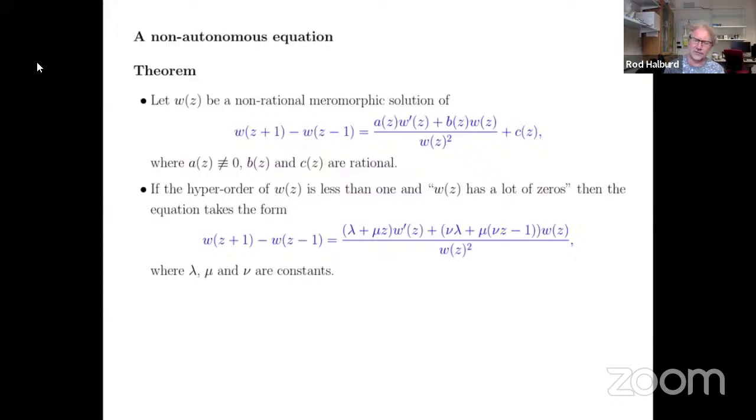So also, if we look at a slightly different class, here we have a square on the bottom. The other theorem we looked at didn't have a square, we just had power 1. If we have a look at this equation, we were able to find some non-autonomous equations that appear to have hyperorder less than 1 meromorphic solutions.